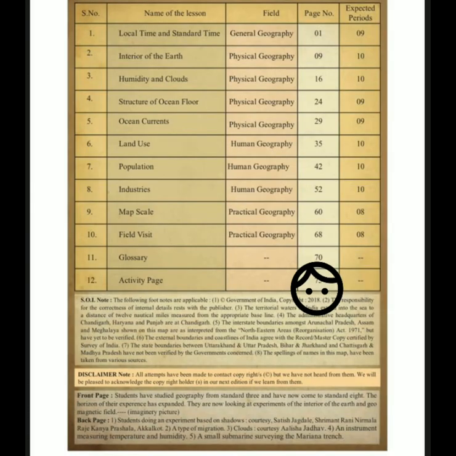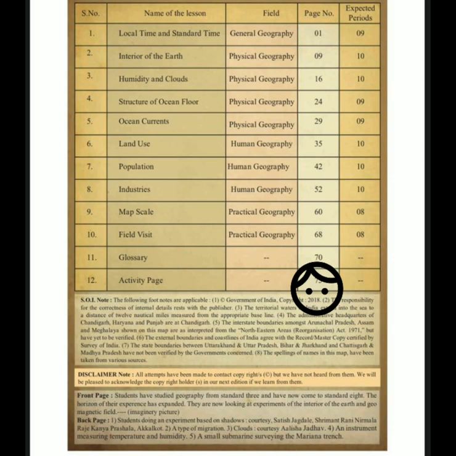Now this is what I wanted to show you, the basic table of contents. What are you going to study in your 8th standard? Things that you are going to learn in your 8th standard. Now students, just now I told you that basically geography is what? A relationship between the physical and the human environment.